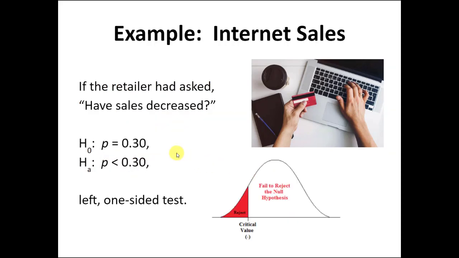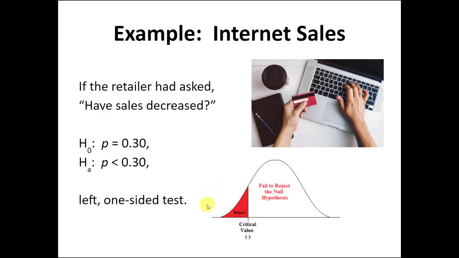So the H0, the null, is going to be what we always expect. The proportion equals 0.3, okay? The alternative this time is going to address the question, have sales decreased? So in this case, they're just looking for values that are significantly lower than the expected proportion. We're not looking to see if things are higher or there's been any difference. We're just looking to see if things have decreased.